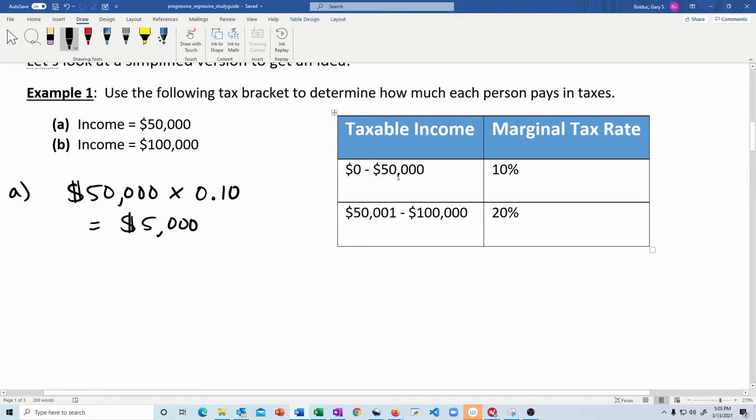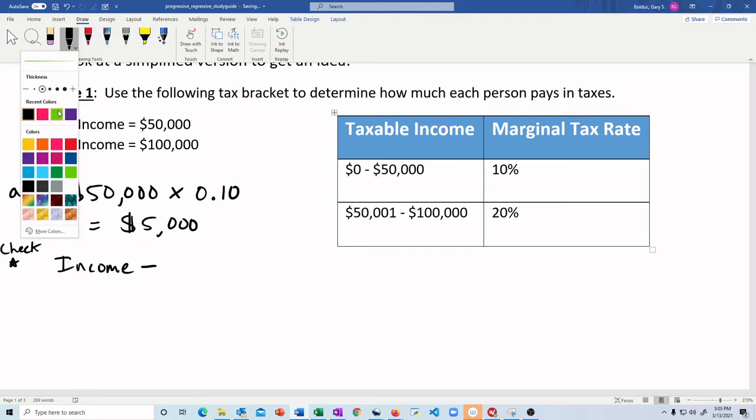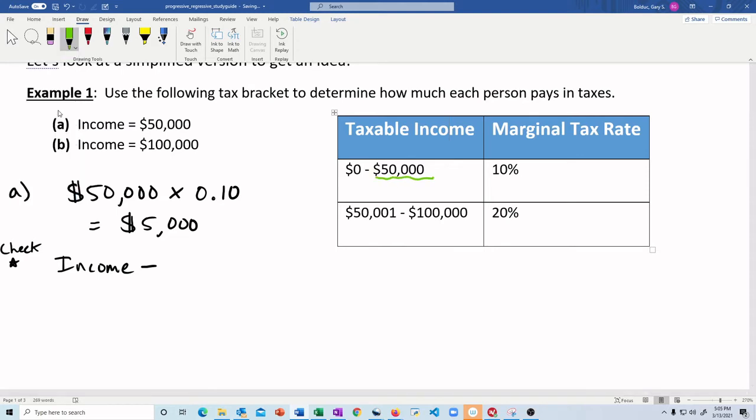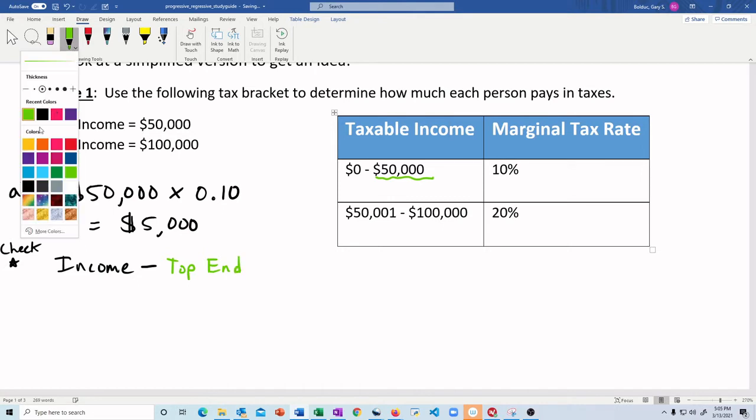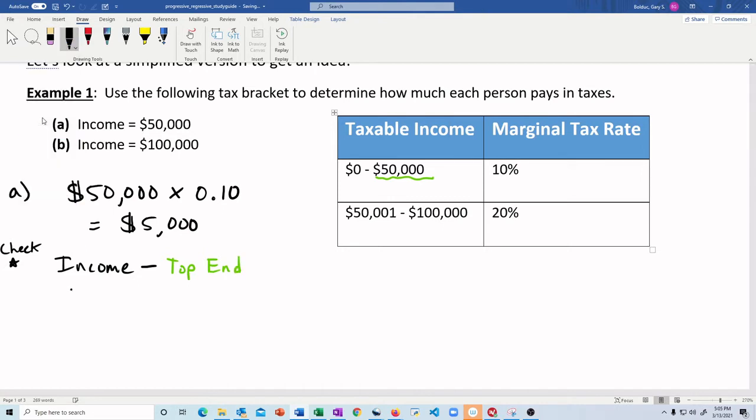One way you could do this is you could subtract. Here's a little check for yourself. Do your income minus the top end of the bracket. Let's put a little star here, the top end of each bracket. So if I was to do that, I would take my $50,000 income. If I've already filled it up, did I go over? I would just subtract the top end and I get $0.